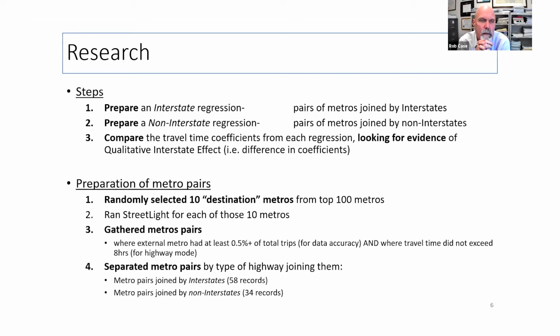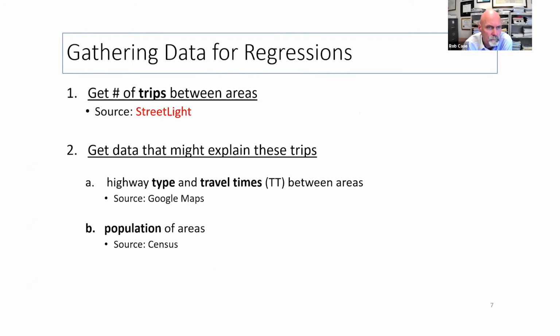And so in the second half of the slide there, we randomly selected 10 destination metros, and these were outside of Virginia. So we gathered pairs for those 10, and I'll show you that. And then we separated them into two groups: the ones that are joined by interstates and the ones that are joined by non-interstates.